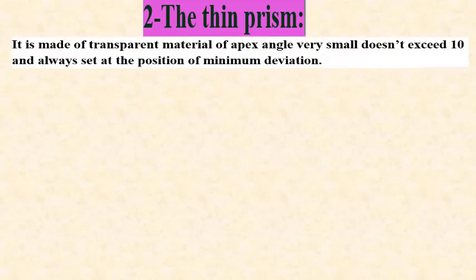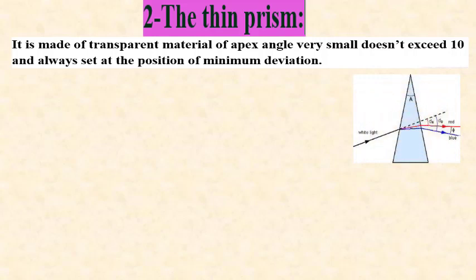The second type is the thin prism. It's a prism made of transparent material like a normal prism, but its apex angle doesn't exceed 10 degrees, maybe 4, 5, 6, 7, not reaching 10 or more. It's shaped like that.